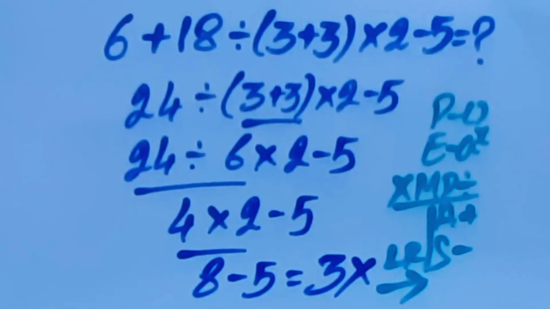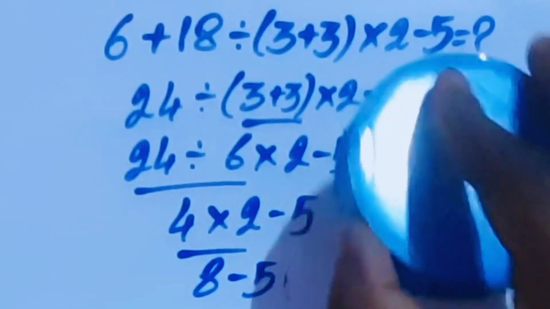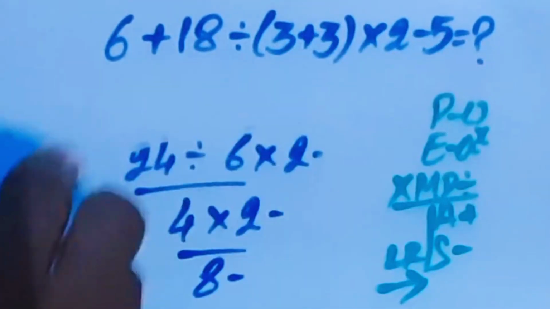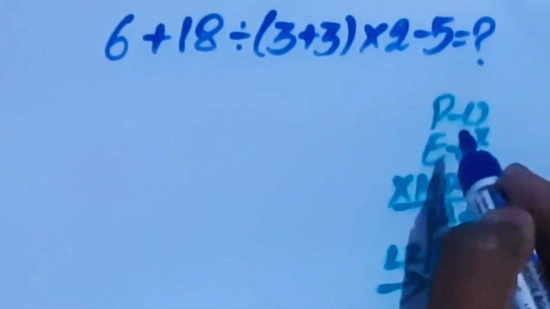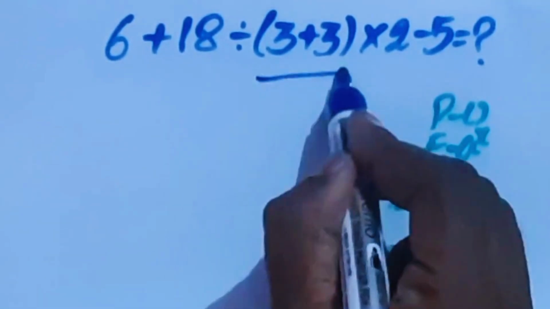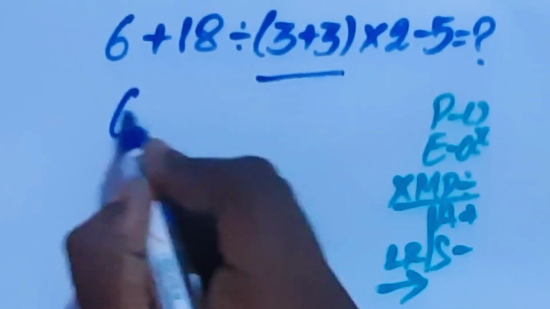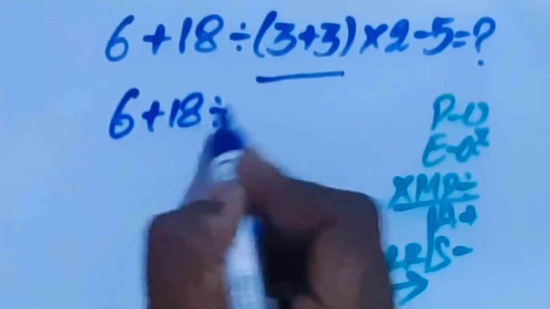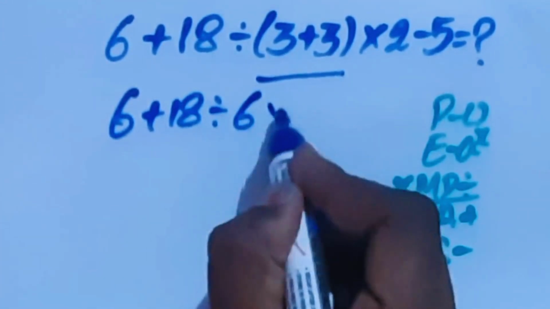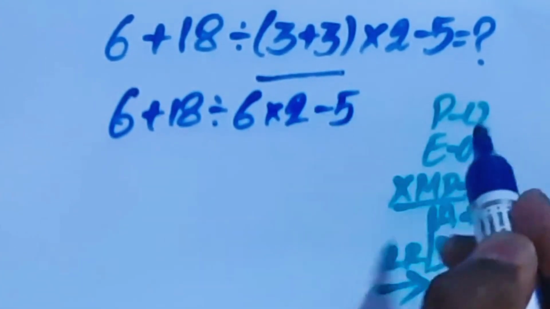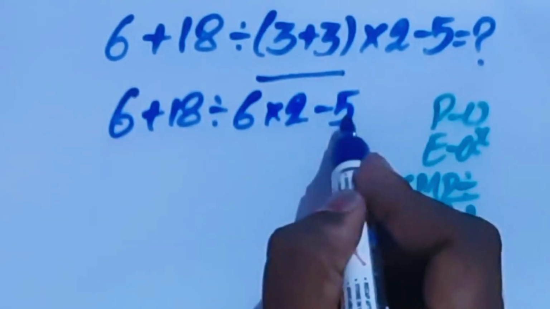Now we are going to solve this problem in the correct way by using this order of operations PEMDAS. Here, as per this order of operations PEMDAS, the bracket is higher priority, so we have to do this bracket before any other operation. So 6 plus 18 divided by this 3 plus 3 is 6 times 2 minus 5. Here next priority is exponent. We don't have the exponent in this problem.